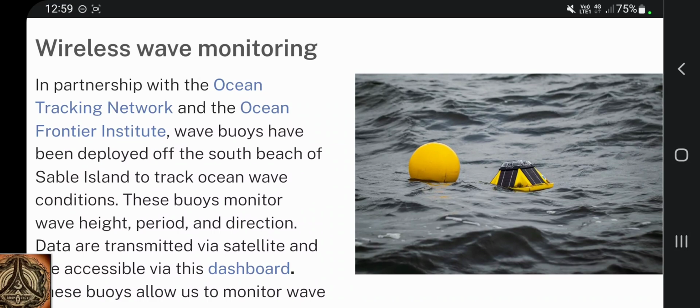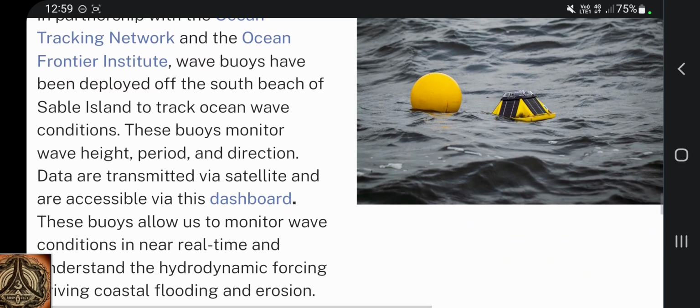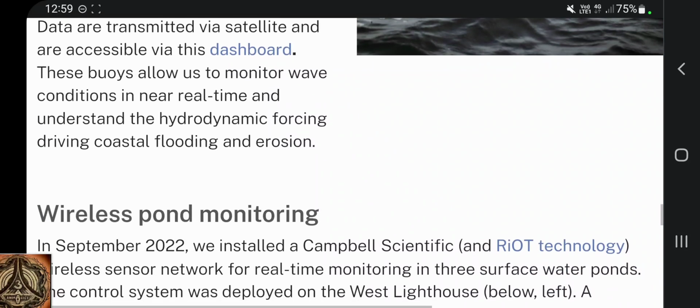Stakeholders. Wireless wave monitoring: in partnership with the Ocean Tracking Network and the Ocean Frontier Institute, wave buoys have been deployed off the south beach of Sable Island to track ocean wave conditions. Yes, wave buoys track ocean waves. These buoys monitor wave height, period, and direction. Data are transmitted via satellite and are accessible via this dashboard.